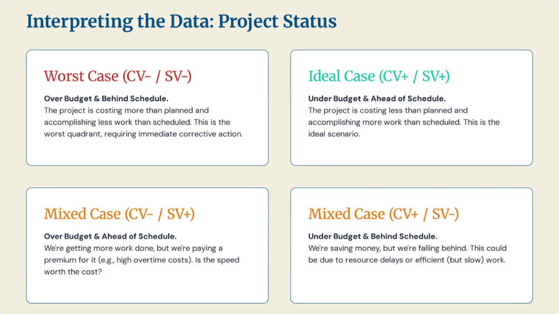But the mixed cases are also very common. A project could be over budget but ahead of schedule, CV-/SV+. Perhaps expensive overtime is being used to get things done fast. The question here is, is that speed worth the extra cost? Or it could be under budget but behind schedule, CV+/SV-. Perhaps the project is being very efficient with money, but not enough work is getting done, possibly due to resource delays. Both of these mixed cases require a closer look.